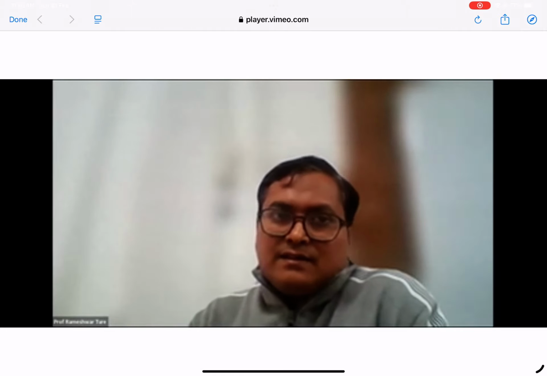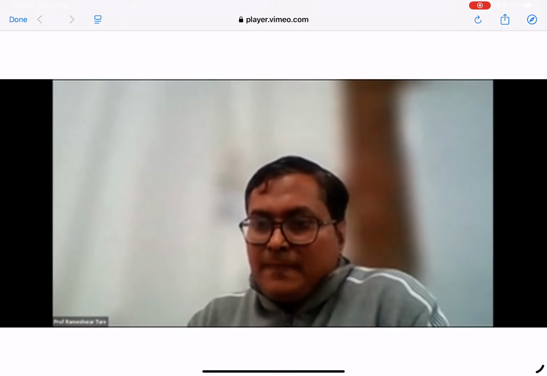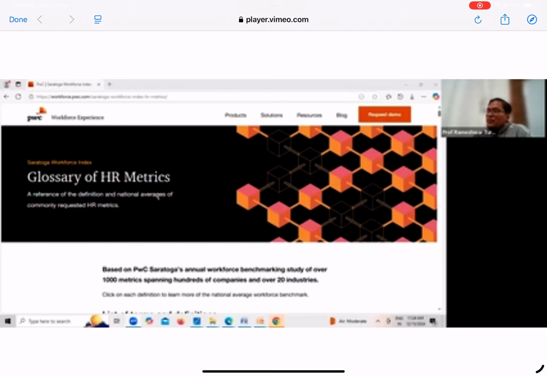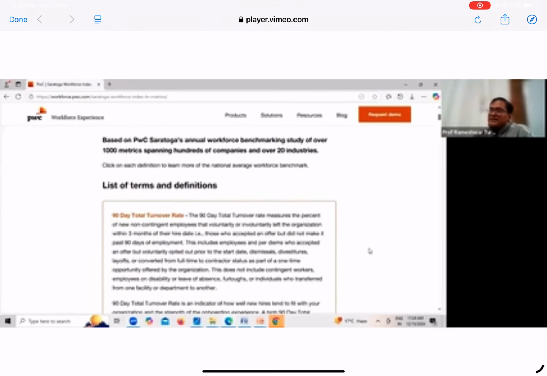Glossary of HR. I have also opened the glossary of HR metrics, and they have given the HR metric names. For example, 90-day total turnover rate. Generally, companies are bothered about the first 90 days, how many people are working, whether they are doing well. The 90-day turnover rate measures the percentage of non-contingent employees that voluntarily and involuntarily left the organization within 3 months of their hire date.